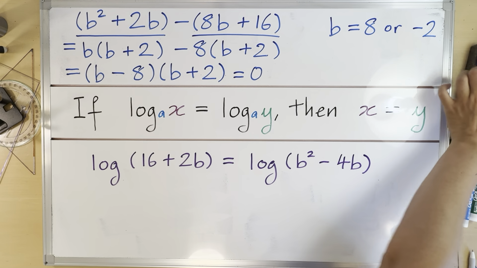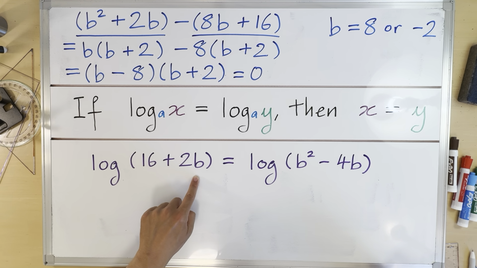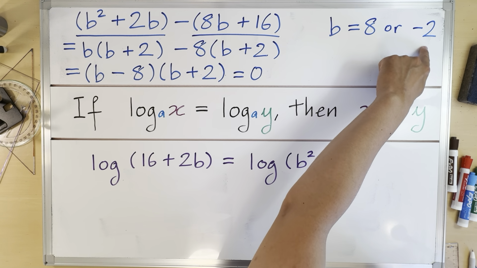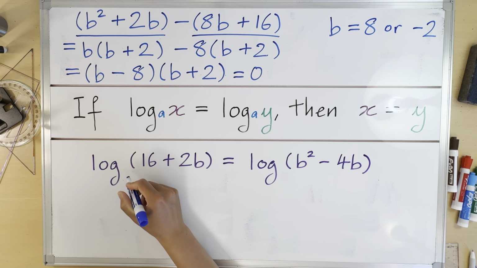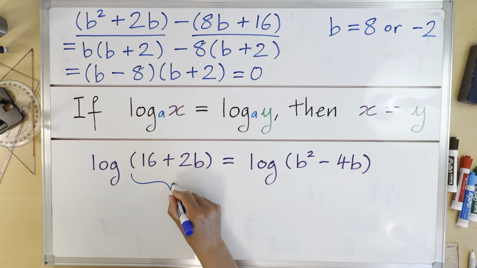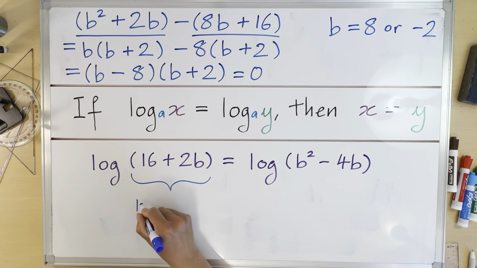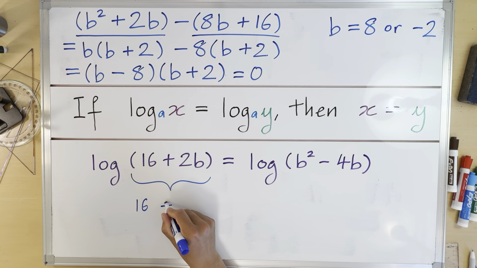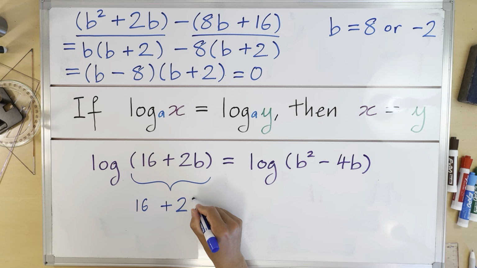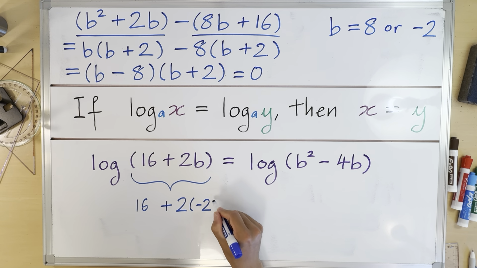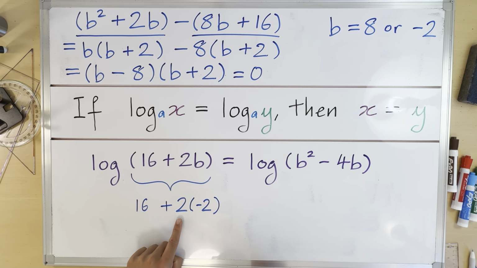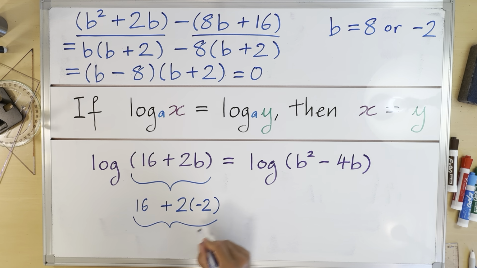So if b were equal to negative 2, then in that case, this part right here would be 16 plus 2 times negative 2. 2 times negative 2 gives us negative 4. And 16 plus negative 4 gives us positive 12.